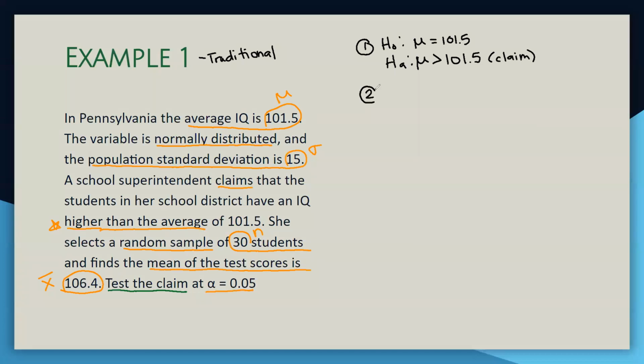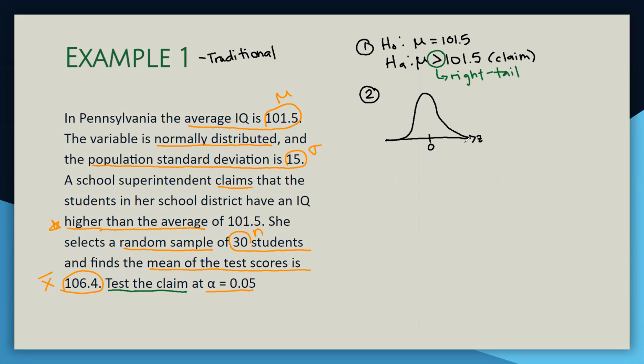For step two, looking at this symbol here that points to the right, that means this is a right tail test. Greater than means right tail test. So here, when I calculate my critical value, I'm drawing my normal distribution. This is a z-test.